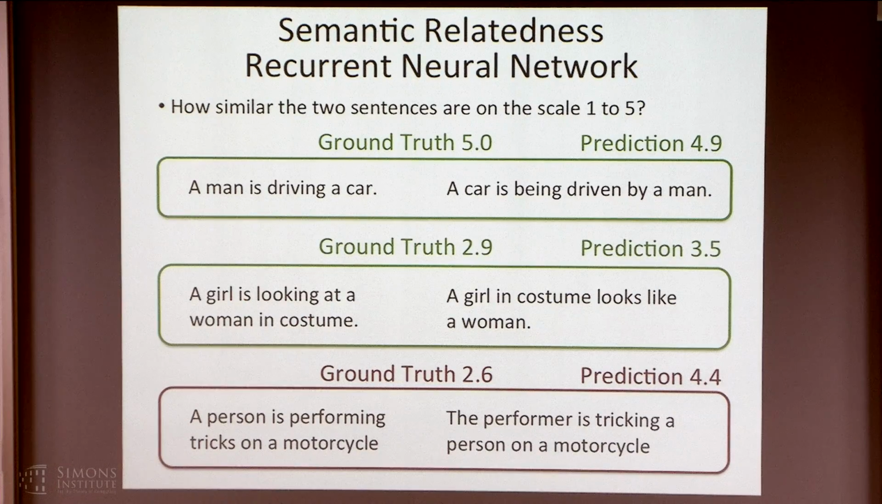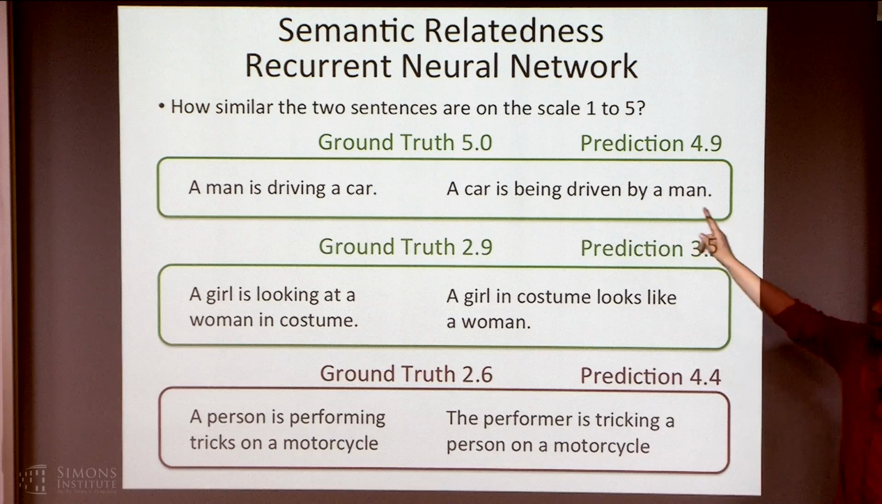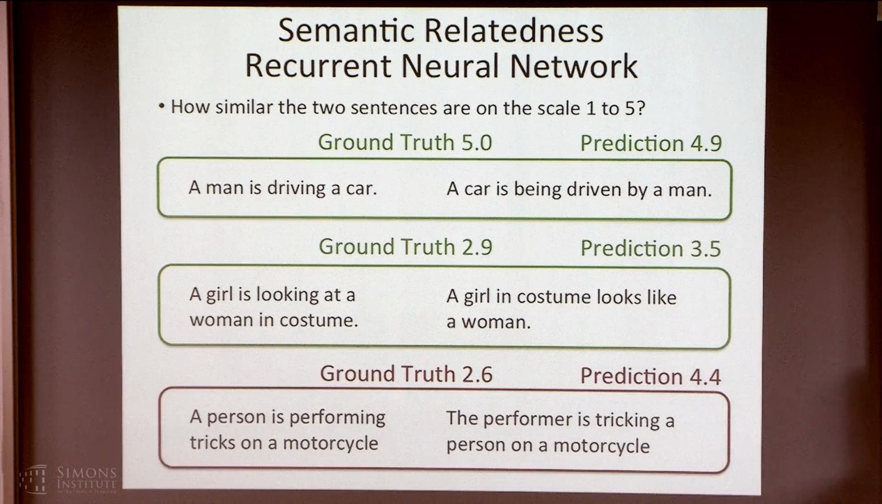So here's some examples of what the model is able to do. The ground truth is a number between 1 and 5. And the way you get the ground truth is you ask 10 people, and they tell you numbers between 1 and 5, and you average, and that's your ground truth. And the prediction is what the model is predicting. So for "a man is driving a car" and "a car is being driven by the man," basically people say it's the same, and your model predicts 4.9. For "a girl looking at a woman in costume" and "a girl in costume looks like a woman," the ground truth is 2.9, the prediction is 3.5.